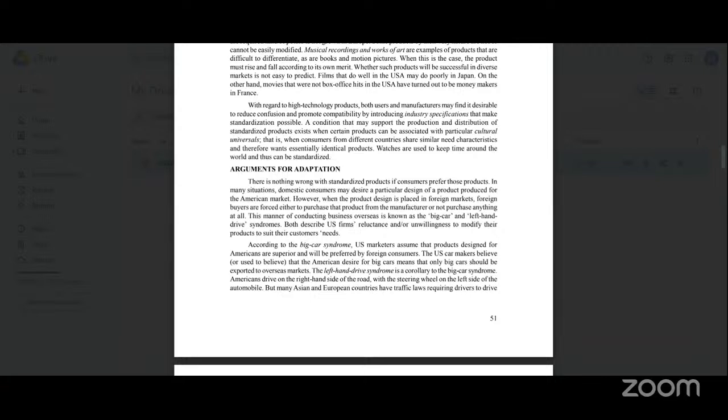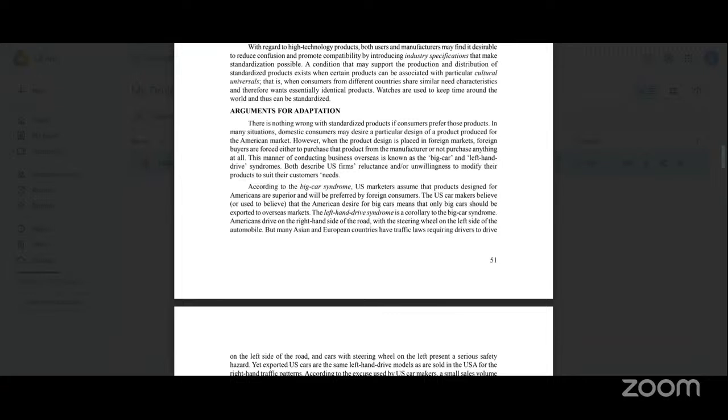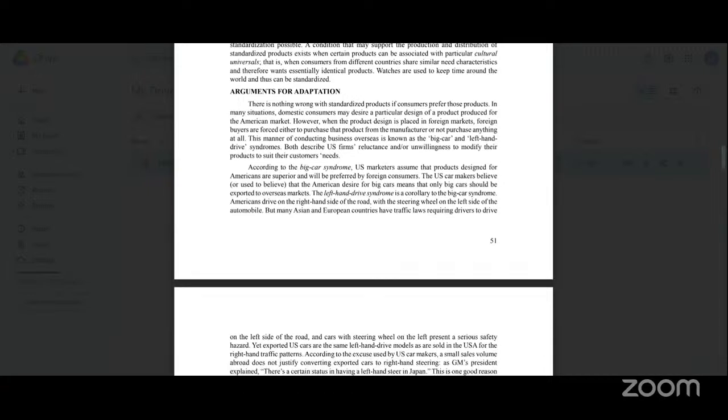So if you see the cricket bat, it has a certain standardization, and that more or less applies to every country that has a professional setup as far as cricket as a competitive sport is concerned. Watches are also another example where they are standardized and used worldwide. So the arguments for adaptation: I have a standardized product, but I am adapting it for the local markets.